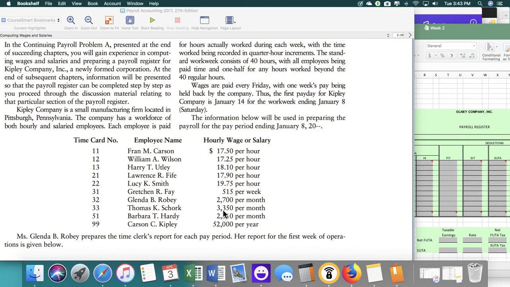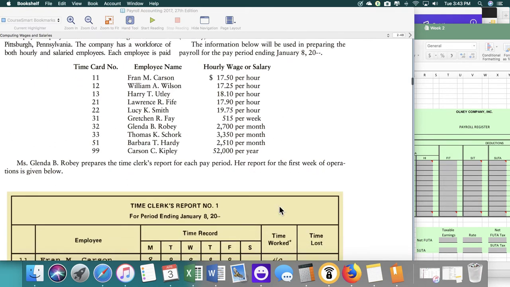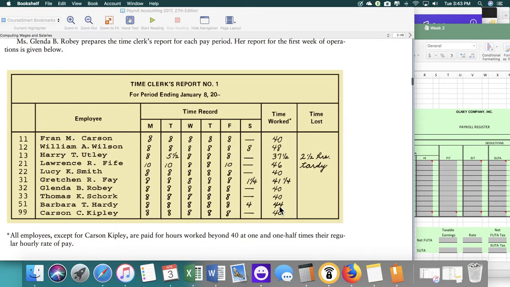Basically we're given the employees and their wage or salary. We're told they're paid every week. The work week consists of 40 hours. Every employee is being paid time and a half for anything worked over 40 hours. Wages are being paid on Friday, and here's the information we're given. And here is our time clerk report.